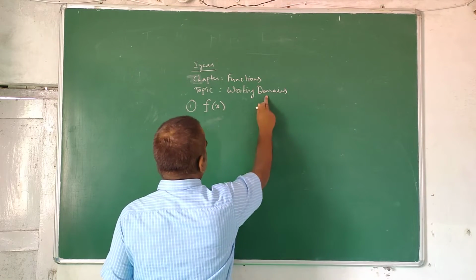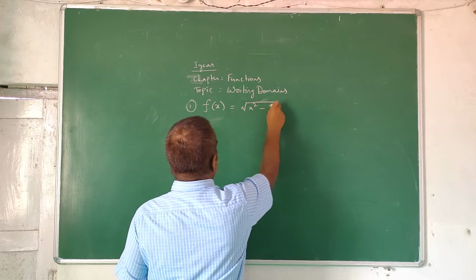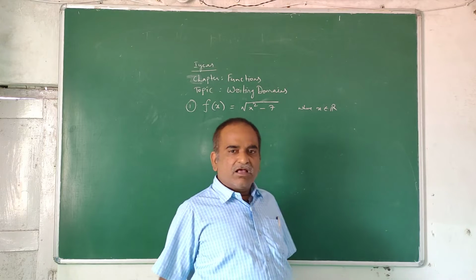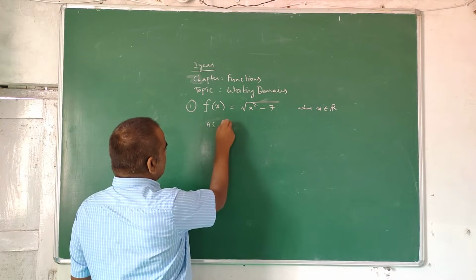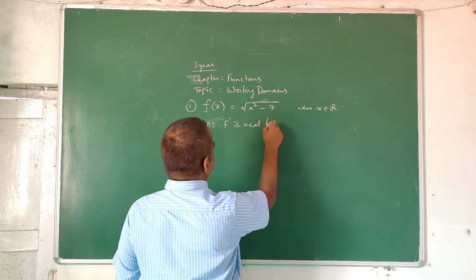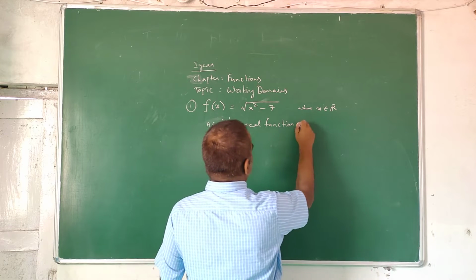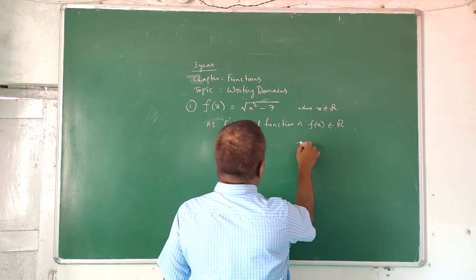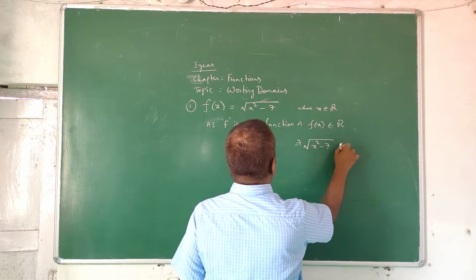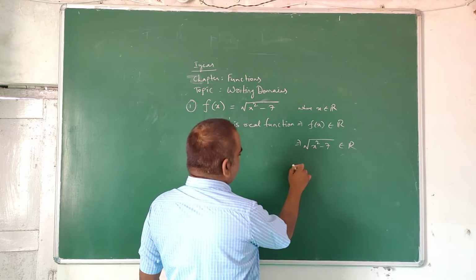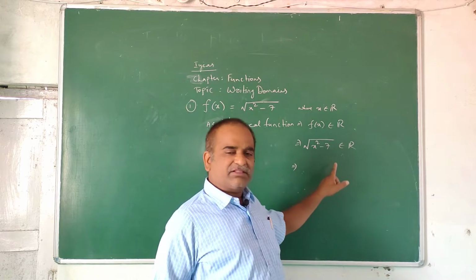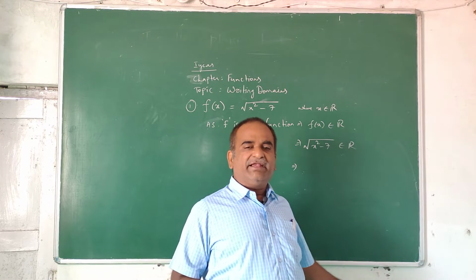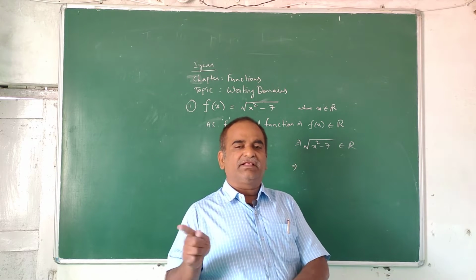f of x is equal to, say another question, root over x square minus 7, where x belongs to R. So now, as f is real function, this implies f of x belongs to R. f of x is root over x square minus 7, belongs to R. This implies in order for root over x square minus 7 to be a member of R, the expression lying under the square root sign should not be negative, because the square root of a negative number is an imaginary number.